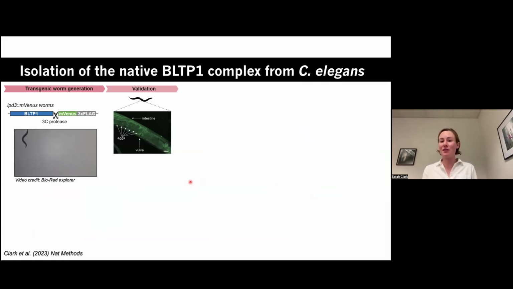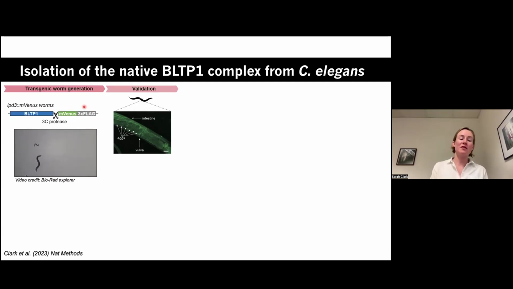C. elegans is a terrific model organism for looking at native protein structures because it's relatively easy to genetically modify, and because it can be grown in great abundance. In a relatively short period of time, one can generate millions and millions of C. elegans from which you can extract your protein of interest. So that's what we did here: we tagged the native BLTP1 gene in C. elegans with a fluorophore and an affinity tag.